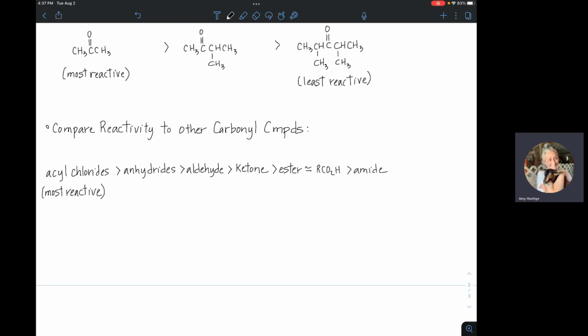Remember, those were pretty sluggish. Our least reactive, these aren't really going to be attacked by a nucleophile because they're already basic, will be our carboxylate anion. I believe we also discussed nitriles. Nitriles are going to be down there, less reactive than an amide as well. So this is least reactive.